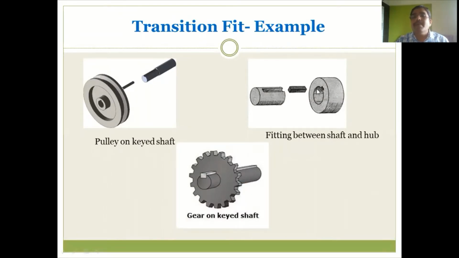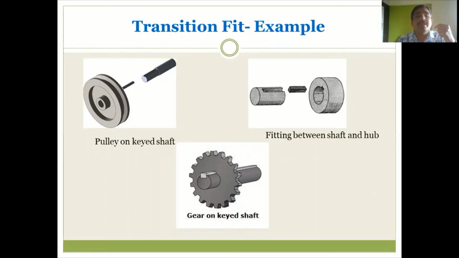Here this is a hub, and inside that we have made the keyway, and this is a key. When we insert the key into the shaft and the hub, both are locked with the key. The best example you can see here is a gear fitted on the shaft. How is it possible to fit it? You can see half of the key will be inside the shaft and half of the key is inside the gear. Means here a positive or a negative clearance may occur in the transition fit.